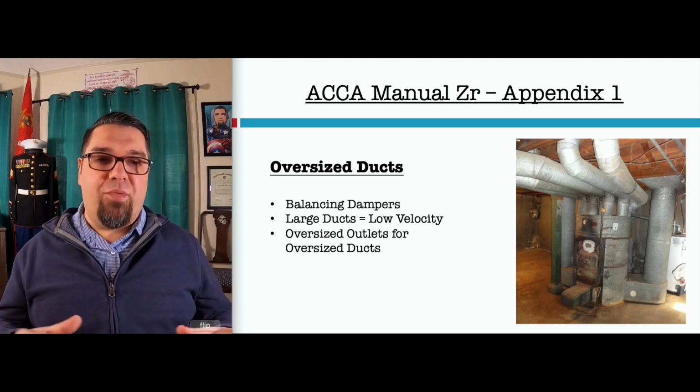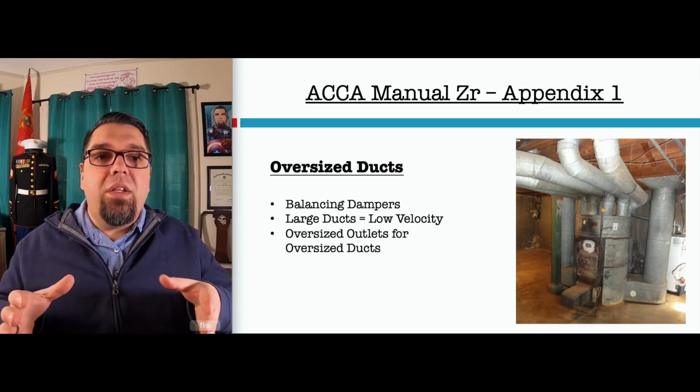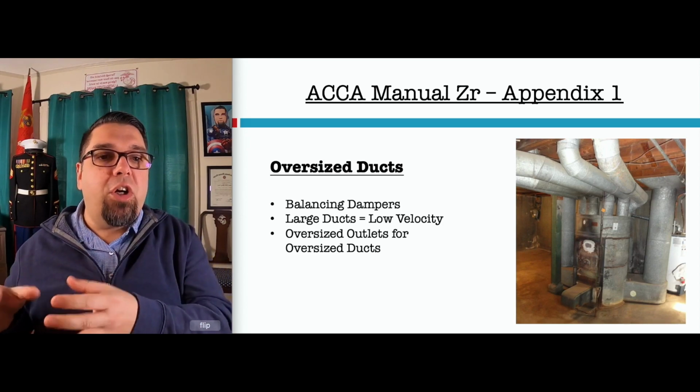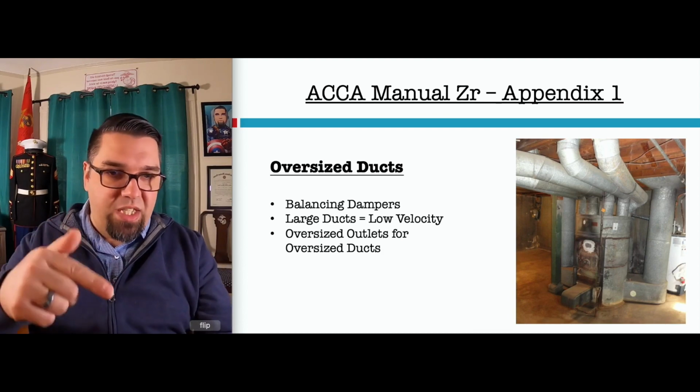What ends up happening is if the ductwork's too large, you're going to have really low velocity, and the outlets for each room are going to be too big because you have ductwork that's too big. And now this feeds into the next section here.